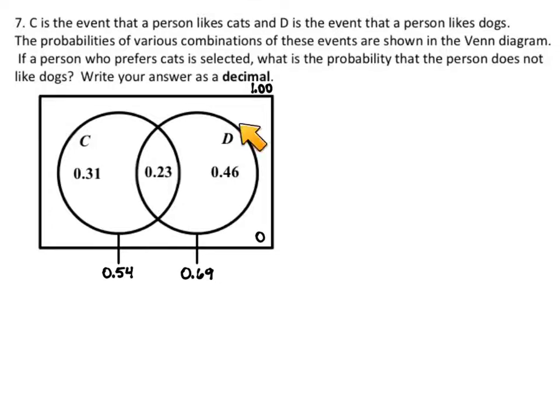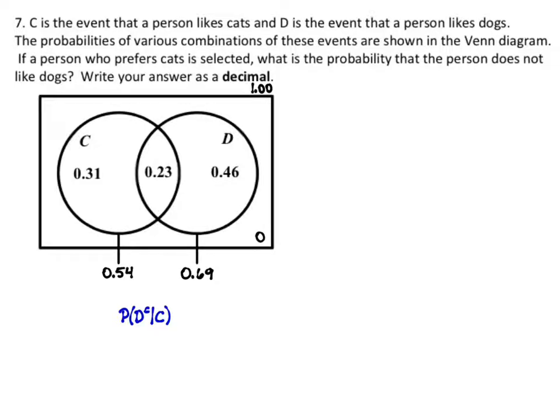And now let's read the question carefully. If a person who prefers cats is selected, what is the probability that the person does not like dogs? Notice we are reducing our sample space to only cats. We are not looking at the entirety of the Venn diagram. We're only looking at cats as our sample space. So we would say the probability that, first of all, given that they like cats, and then what is the probability that the person does not like dogs? So we'd say D not.